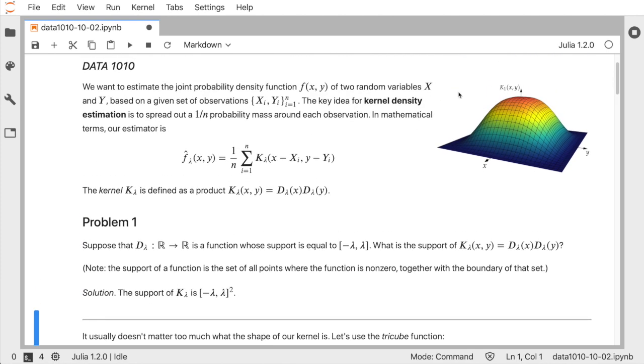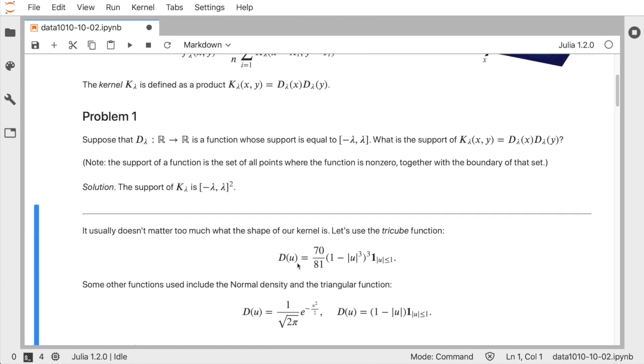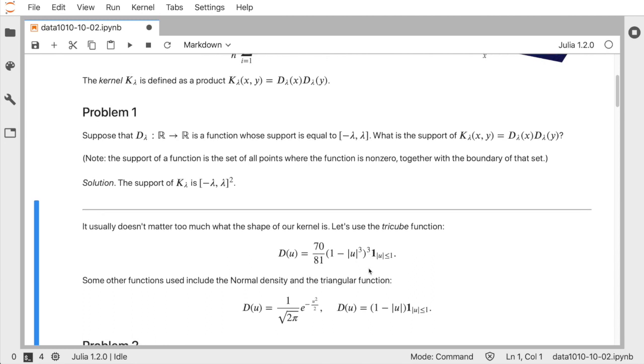So the exact shape of this kernel mostly doesn't matter too much. One option is to choose this function called the tricube function, where the cube refers to this 3 and tri refers to this 3. And this blackboard bold 1 or bold-faced 1 with a subscript means the function that's 1 when the condition in the subscript is true and is 0 otherwise. So this is just a way of saying outside of the interval from minus 1 to 1, make everything 0. Inside, make it behave according to this function, 70 over 81 times (1 minus absolute value of u cubed) cubed. And the reason for this 70 over 81 is so that the whole thing integrates up to 1.